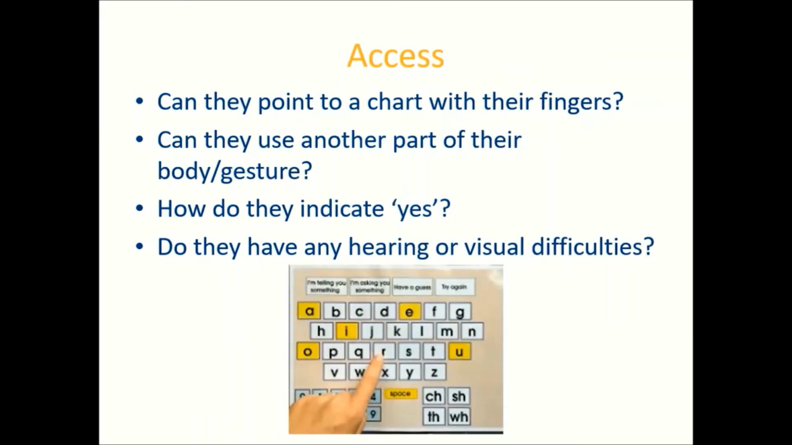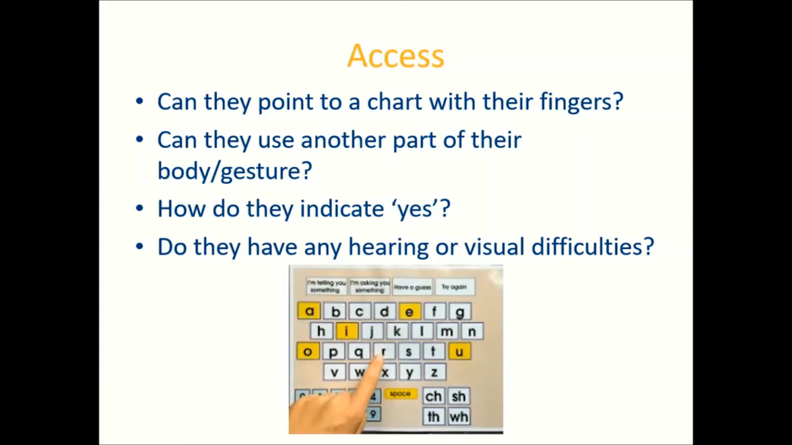Secondly, we need to think about access. So the biggest question, I suppose, is can this person point to a chart with their fingers? If so, we're going to talk about direct access, and that means someone can point to a chart. If they can't, then we're going to have to be a bit creative about how they're going to access their chart. So can they use another part of their body? Have they got really good eye control, or can they use their head quite well? Can they point using their foot? Can they point using their elbow?